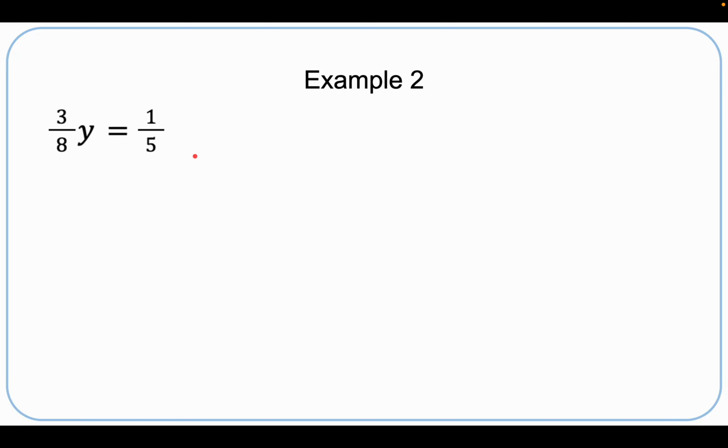Next example, 3/8 y equals 1/5. So here's where it makes a little more sense to use that reciprocal, because we have fractions on both sides of our equation. So I'm going to find the reciprocal of 3/8, which is 8/3. I'm going to put that in parentheses, and we're multiplying it by 3/8 y. And what we do to one side, we need to do to the other. So I have 1/5 over here, and now we're going to multiply it by 8/3.